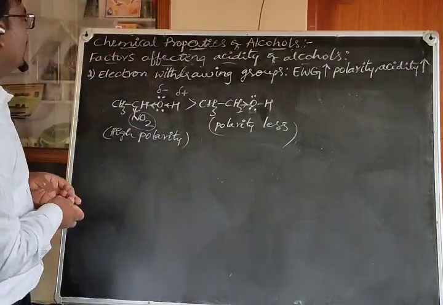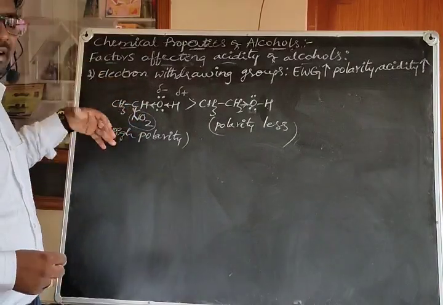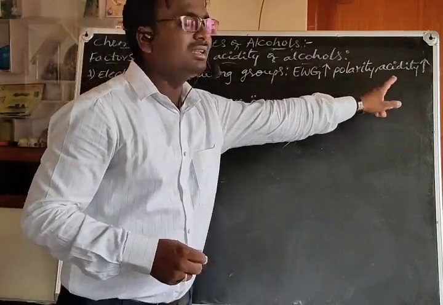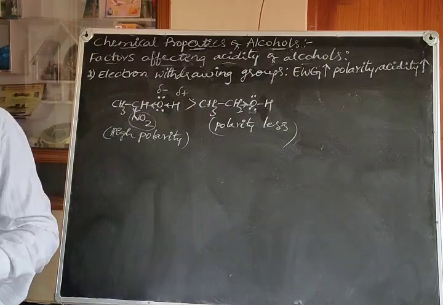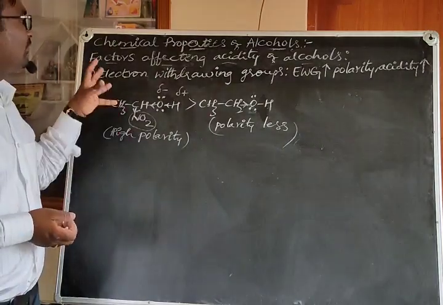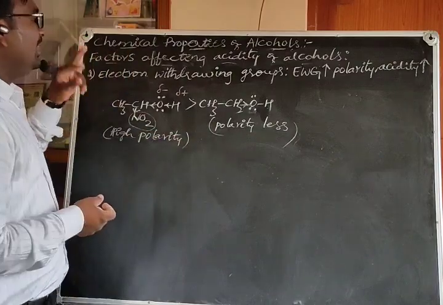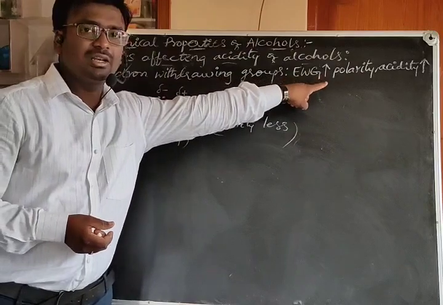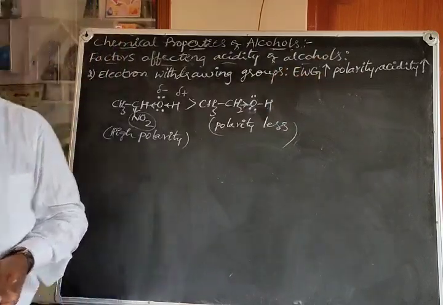So, the conclusion is that when you increase the number of electron withdrawing groups on the molecule, polarity and acidity increases. It is all about the factors affecting. What are the factors here? Electron donating groups and electron withdrawing groups. And these are affecting the polarity of the alcohols, thereby affecting the acidity of alcohols.